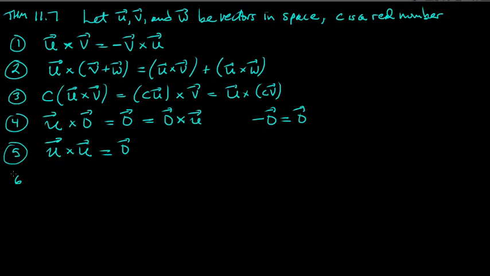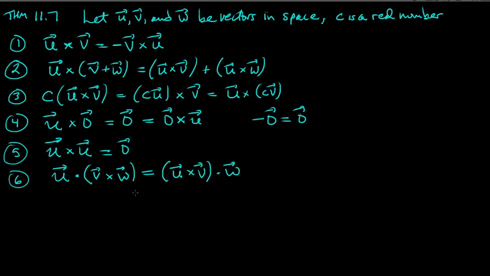And then there's a sixth property, which I guess we'll mention now. If I take the vector u, and I take the dot product with v cross w. So I have a vector u and a vector v cross w, and then I take the dot product, which gives me a number, a scalar. It turns out that you can get the same number if I take u cross v first and then take the dot product with w. In other words, if you switch the dot and the cross, amazingly, you get the same thing. You get the same number.